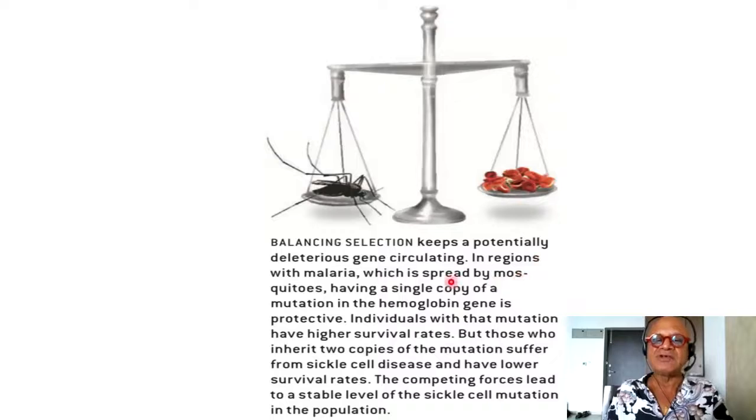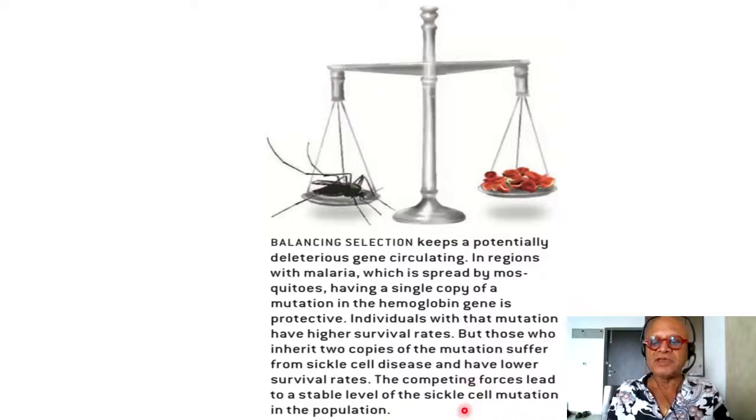In regions with malaria, which is spread by mosquitoes, having a single copy of a mutation in the hemoglobin gene is protective against malaria. Individuals with that mutation have higher survival rates against malaria, but those who inherit 2 copies of the mutation, let's say from each parent, suffer from sickle cell disease and have lower survival rates. So that hemoglobin mutation ends up being an issue.